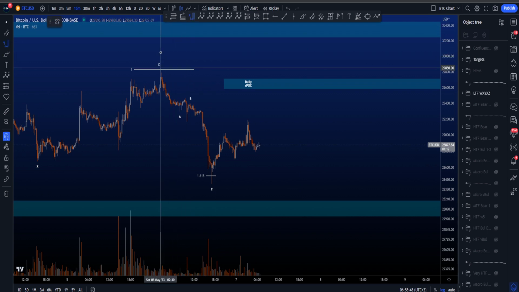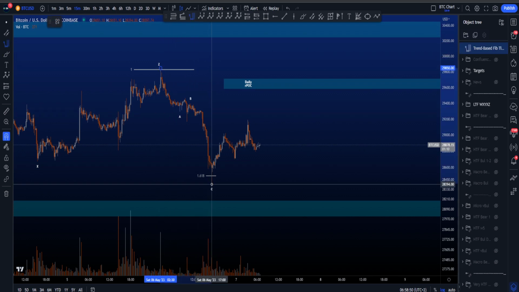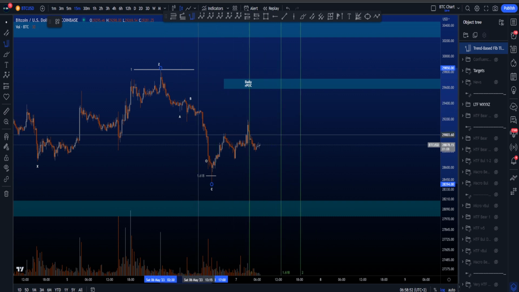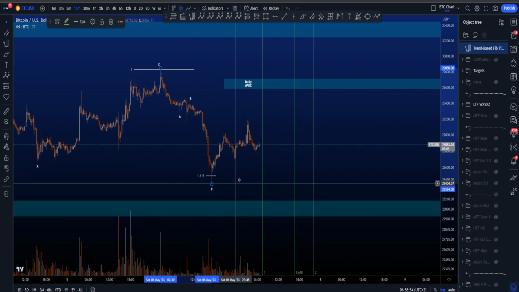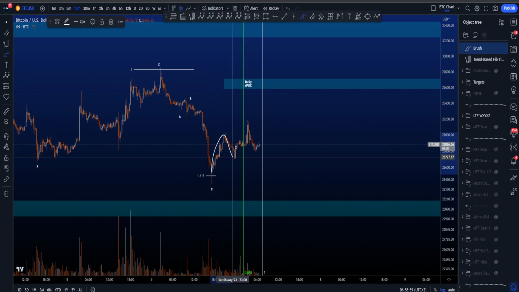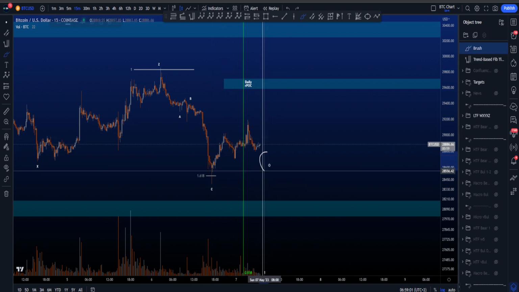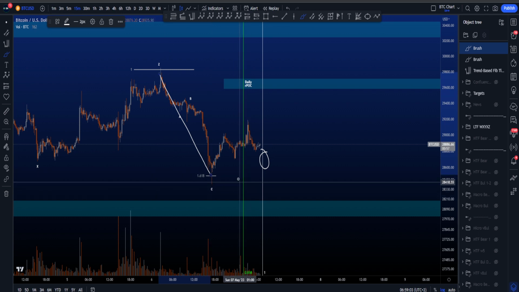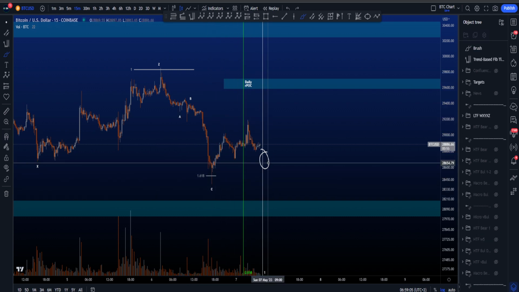If we compare the ranging structure that we have in Fib Time with the first structure, so this ABC being the first one, then we can do this, and you can see that so far this ranging structure that we have at the moment over here is almost as long as this whole move to the downside. So this being a wave 4 is for me invalidated.